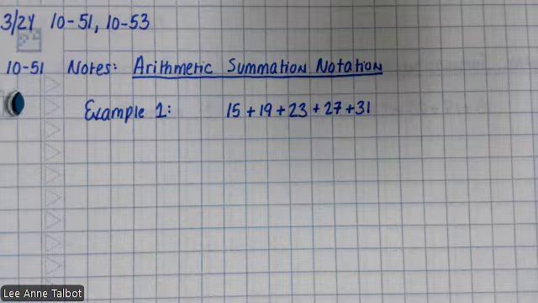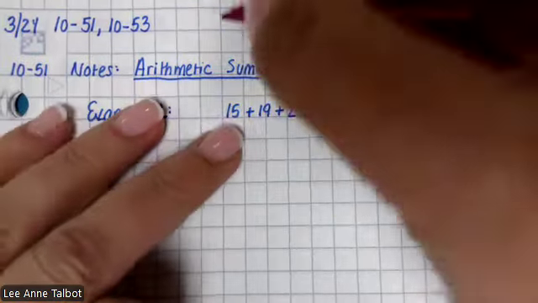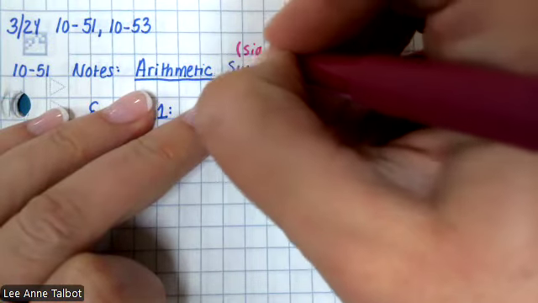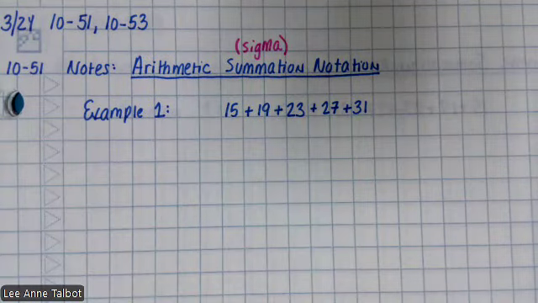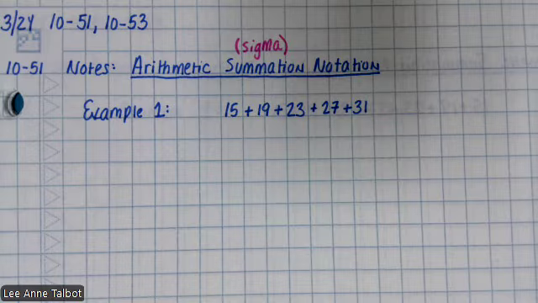It's called summation notation. It's also called sigma notation, and it uses a capital sigma. I'm just going to add this here because sometimes you'll hear summation notation and sometimes you'll hear sigma notation. And what in the world is this?